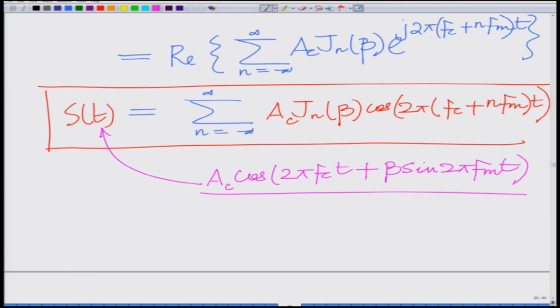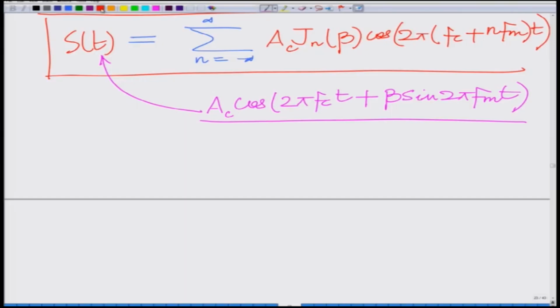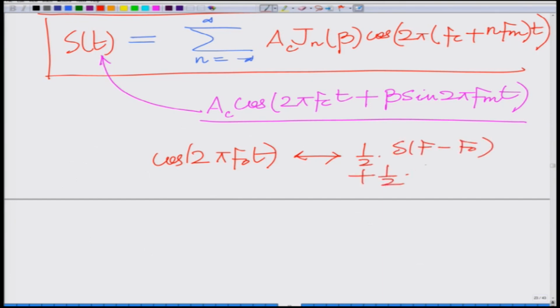Now, we know that the Fourier transform of cosine(2π f_0 t) has an impulse of amplitude half at f minus f_0, plus half delta(f plus f_0). Therefore, each cosine(2π (f_c + n f_m) t) is basically one impulse. If you take the spectrum of that, it is an impulse of amplitude half at f_c plus n f_m, and an impulse of amplitude half at minus f_c minus n f_m.